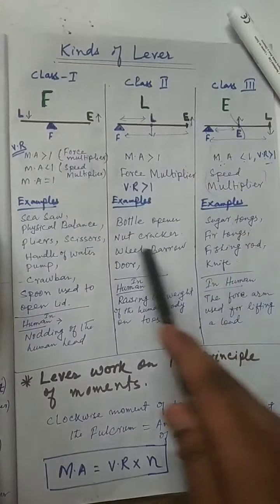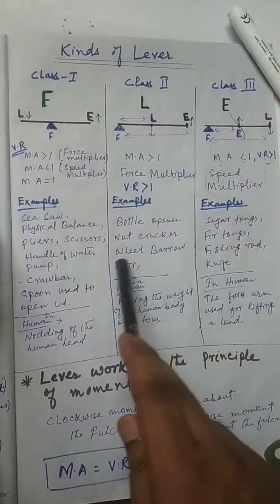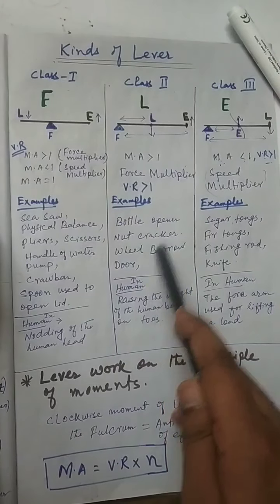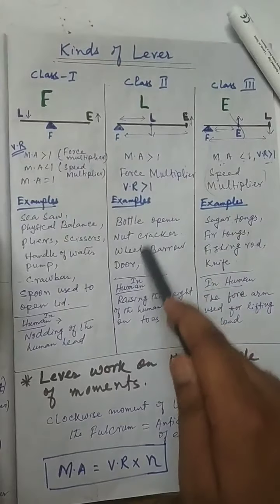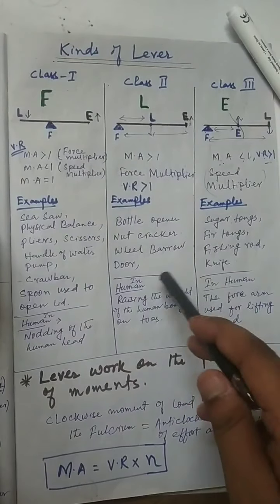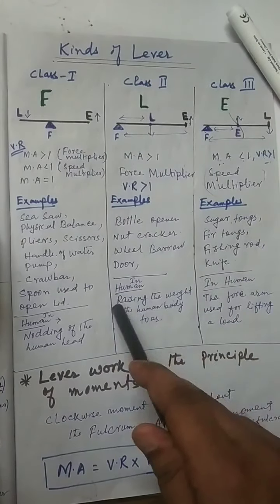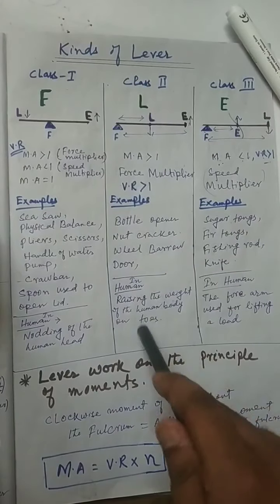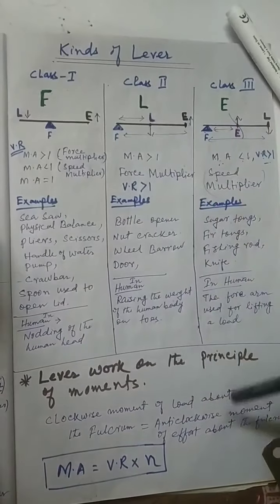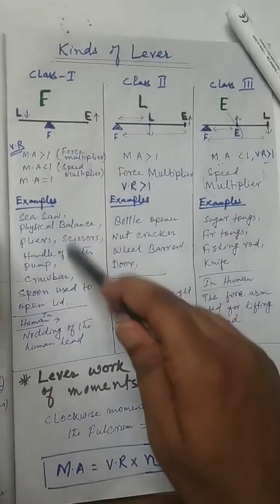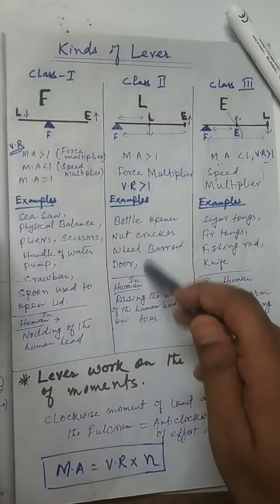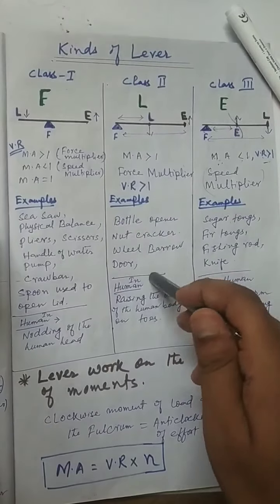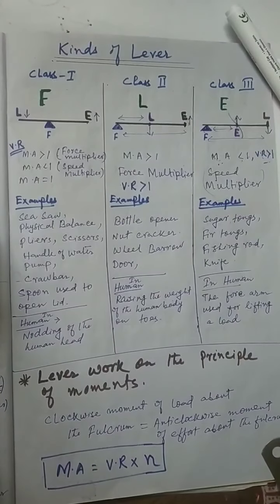Now examples of second class lever: bottle opener, nutcracker, wheelbarrow, door. These are the examples of the second class lever. In human beings, raising the weight of the human body on 2 toes is an example of the second class lever. Just remember this one, very very important. 2 marks, 3 marks questions will be given: what is the example of the second, third or first class lever?